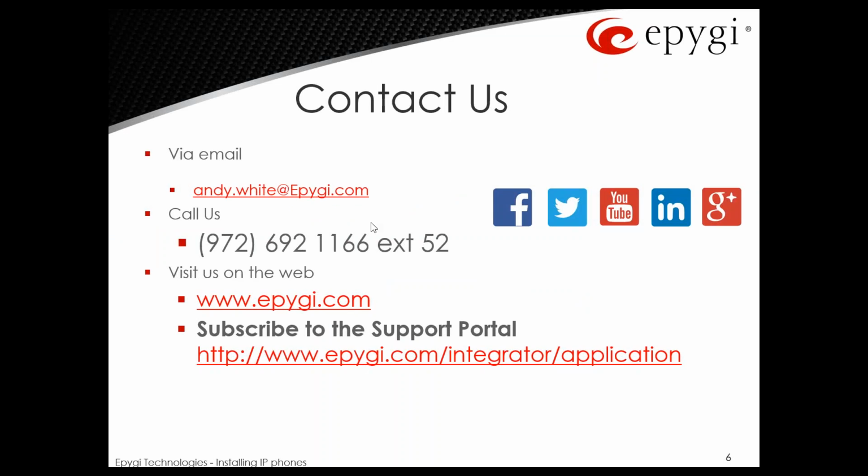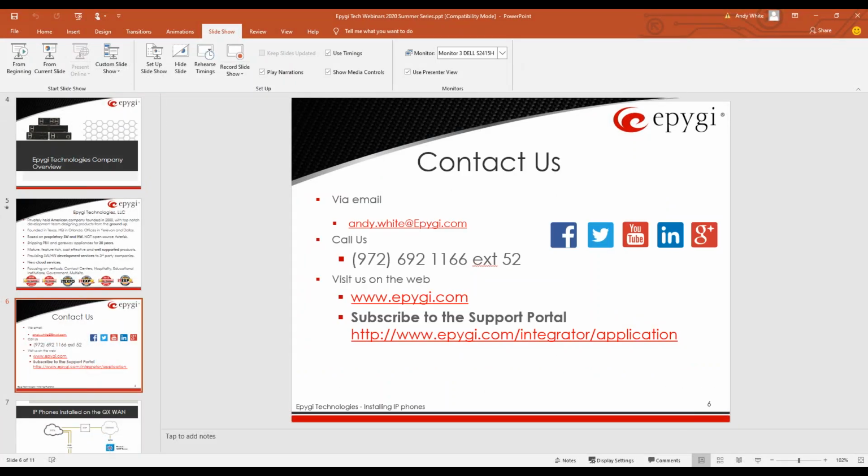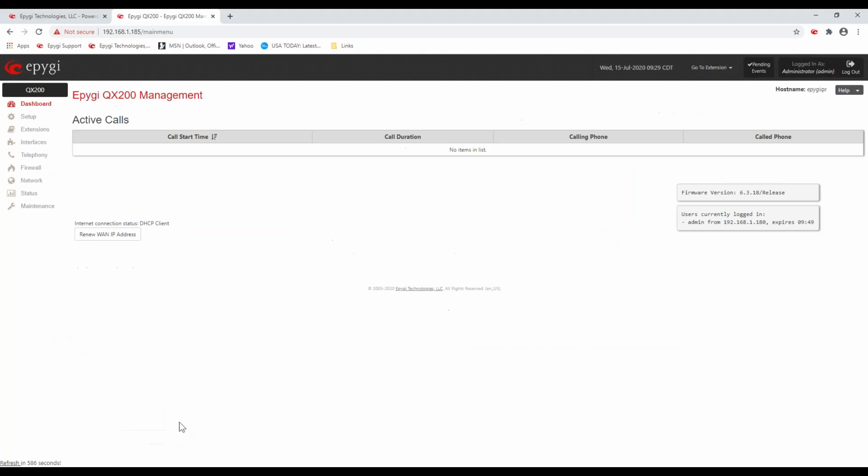Okay, so I've logged in as admin on the QX200. This is the dashboard page. It would show any active calls on the system. It shows me the firmware version, I'm on 6.3.18. It shows me who's logged in. You can have multiple users all logged in at the same time from different IPs, doing different things throughout the system.